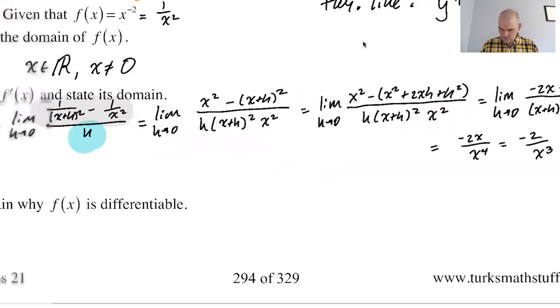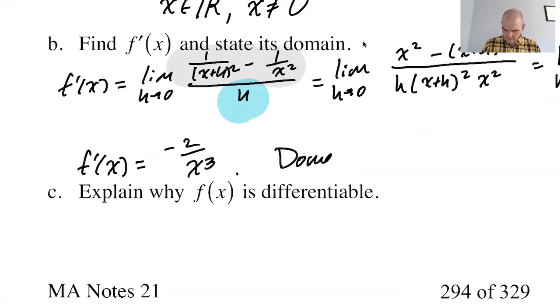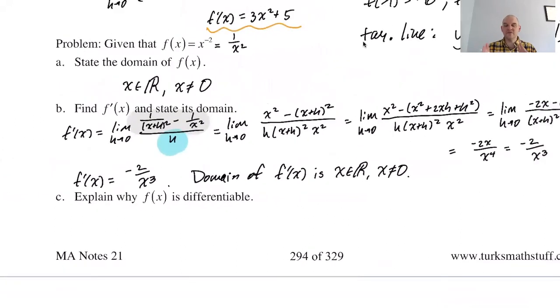All right, so I feel like I should summarize that over here maybe and say that f prime of x is negative 2 over x cubed. Okay, domain of f prime is, so x is still an element of the reals and x is not 0. Okay, so look at that. The domain of the original function was x is an element of the reals, but x can't be 0. The domain of the derivative is x is an element of the reals, but x can't be 0. They have exactly the same domain, therefore the function is differentiable.